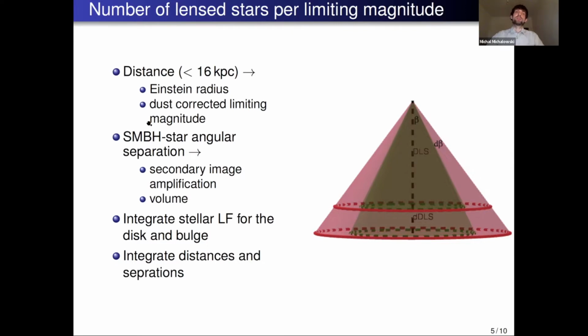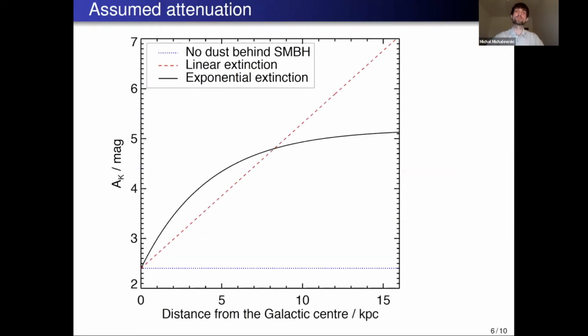So then we basically integrated over all distances, all angular separations, and then integrated a luminosity function of stars in the disk and the bulge, and kept only those stars which are bright enough to be detected by a given telescope. So we basically ran all of this, and for a given setup, we calculated how many stars can be detected if they are lensed, meaning that we detect both the secondary and primary lensing image.